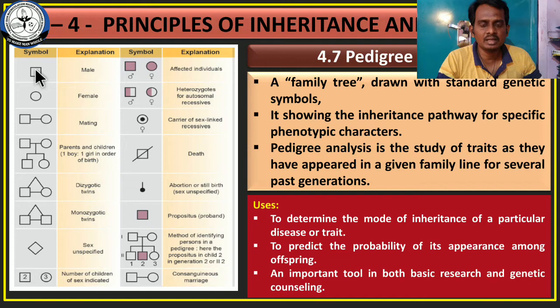And if there is any shading in this male and female symbol, that indicates what? Affected individual. That means this individual may be affected by any genetic diseases or chromosomal abnormalities or have any genetic abnormalities. That is called an affected individual. And if there is a half-shading in both the square and the circle, that indicates heterozygous abnormalities.